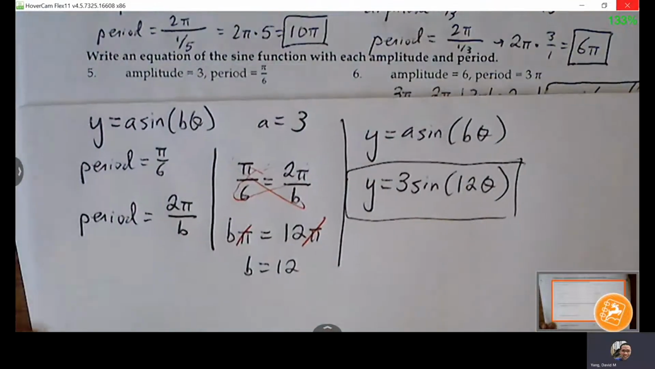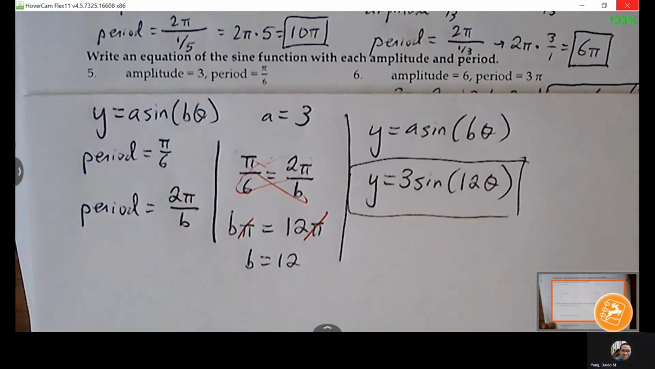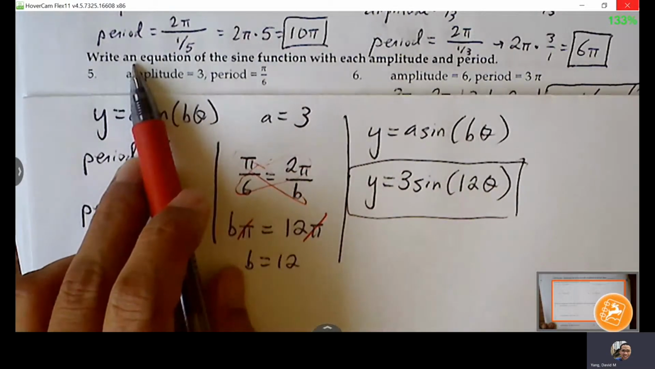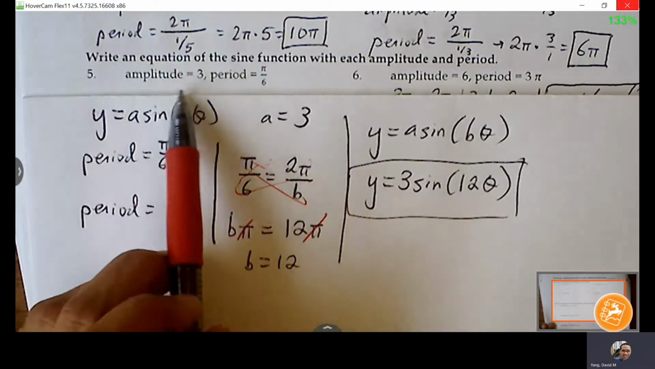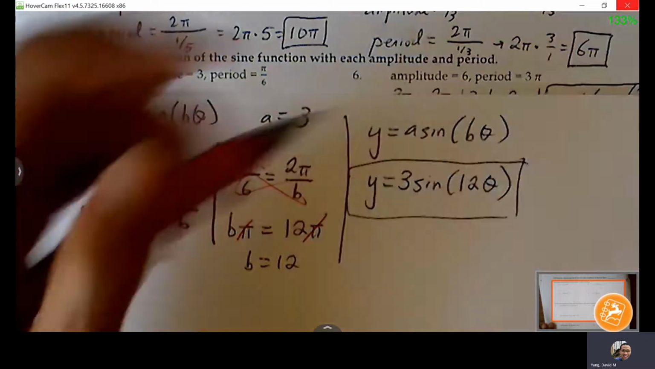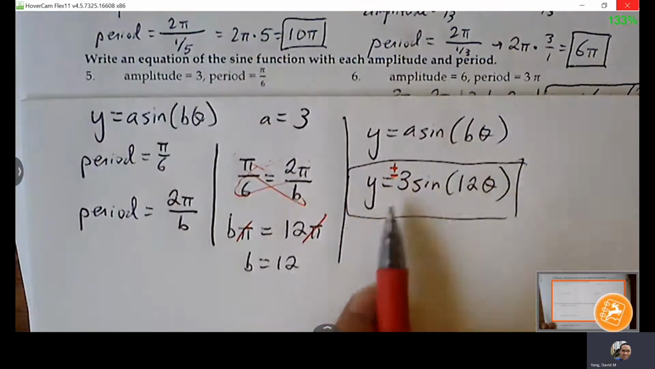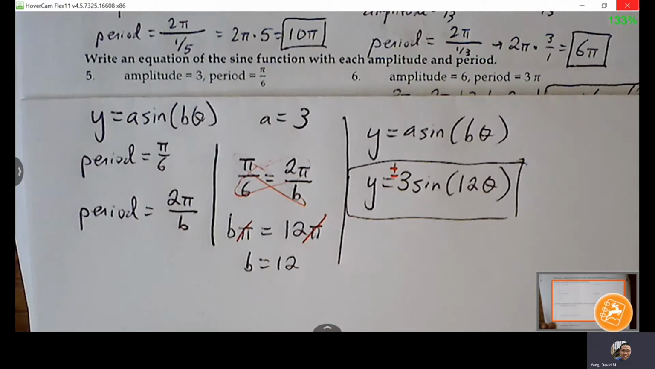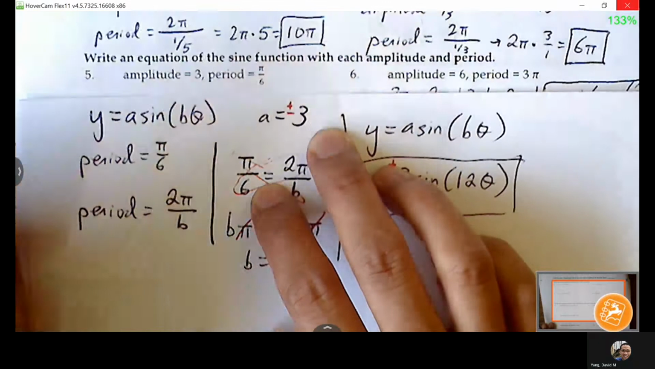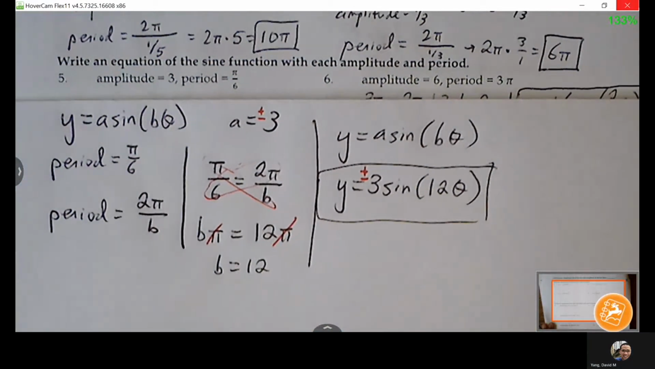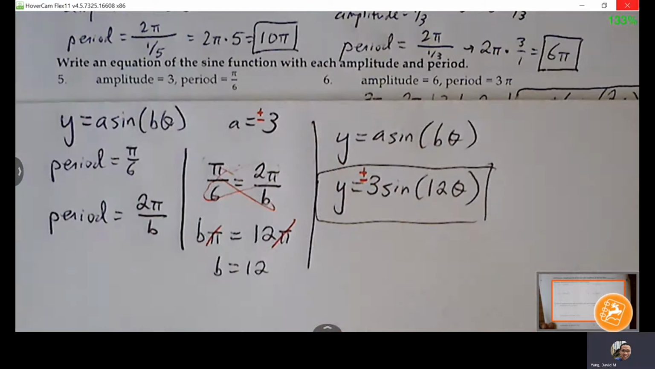Okay, so that's number 5. Oh, yeah, that's a good point. It says write an equation. So technically, amplitude of 3 could mean your a is positive or negative. So you could say plus or minus, but it says write an equation. But maybe it's good to have plus or minus as a reminder that amplitude of 3 could mean an a value of 3 or negative 3. But on the quiz, if it says write an equation, you can do plus or minus and it doesn't matter. You'd have to just do both.